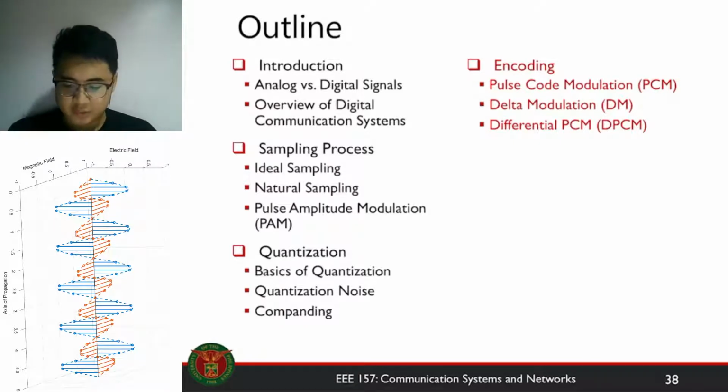Okay, so there are three different basic techniques of encoding: the pulse code modulation, delta modulation, and the differential pulse code modulation. There are other more developed encoding techniques out there, but they're for more advanced courses, right? But we will just be talking about the three basic ones of the encoding process, right?